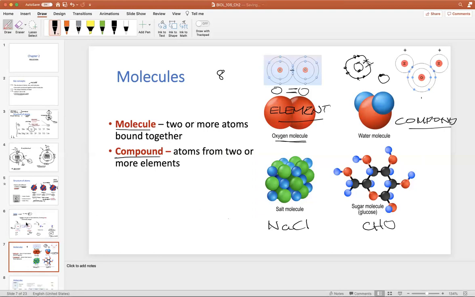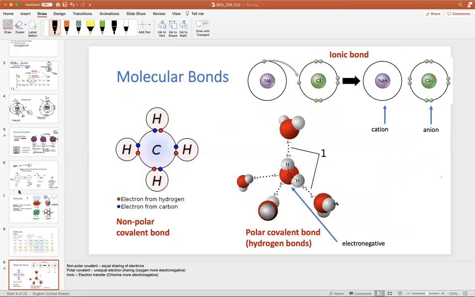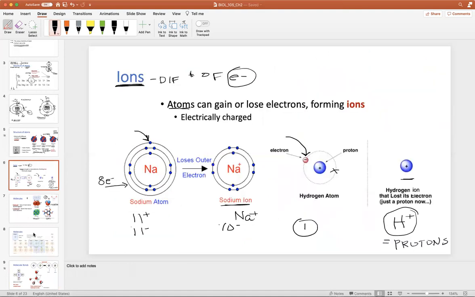All right? So moving forward, in biology, we have some elements that come up over and over again. Okay, so these are hydrogen, carbon, nitrogen, oxygen, phosphorus, and sulfur. These are our most common elements. And then I have some questions for you down here. I think I probably already answered them. Let me go back.